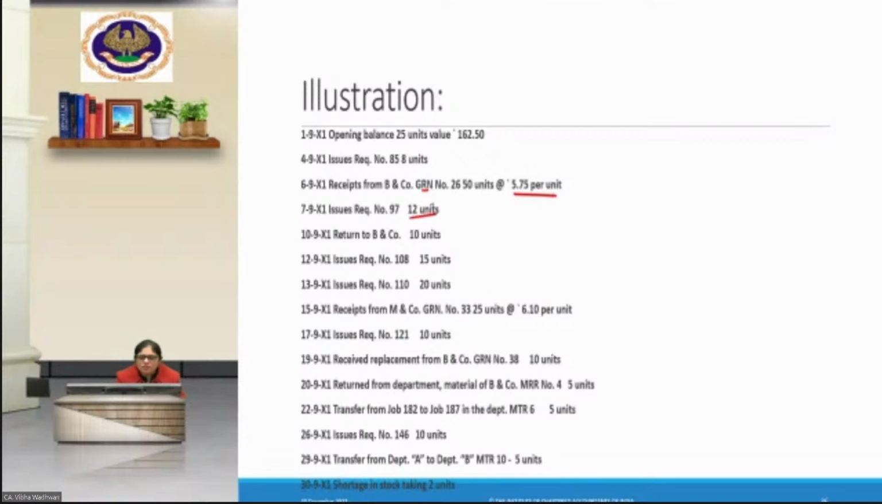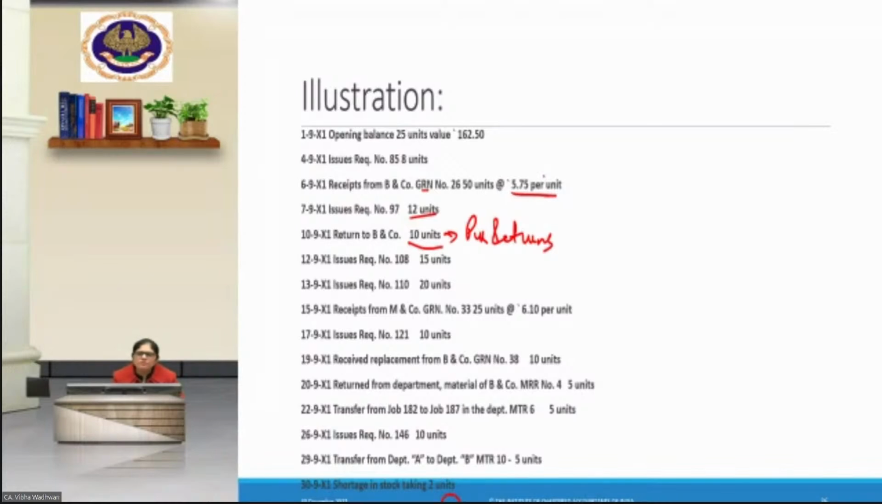Then we have the issues. So this, the FIFO method, we have to use here, right? Return to B and Company. Return, that means we have made the purchase returns. So this is the purchase returns. Purchase returns basically will be valued at the same price.